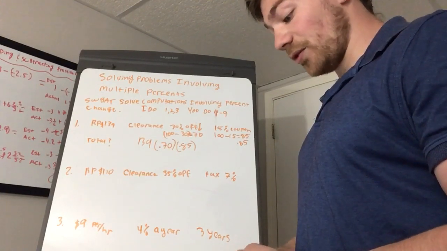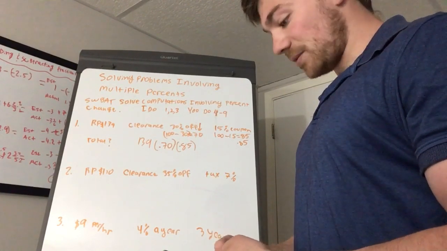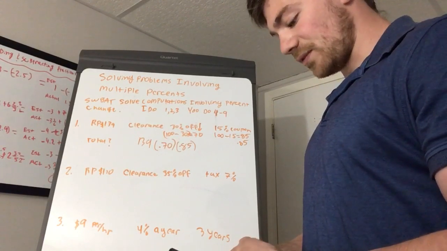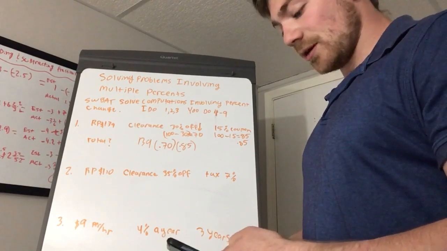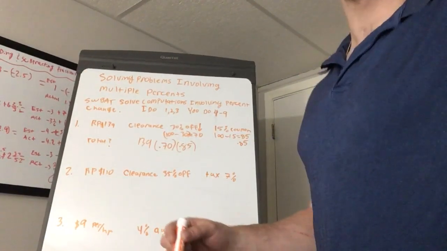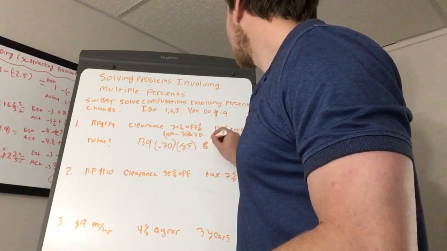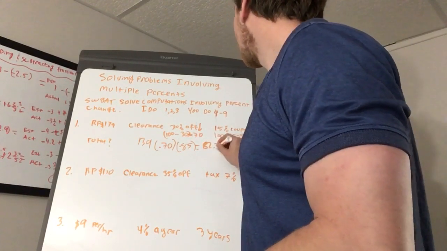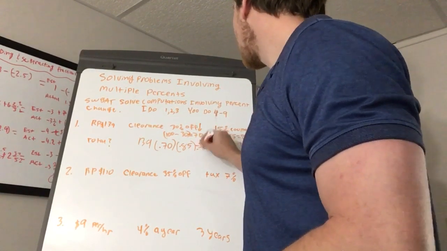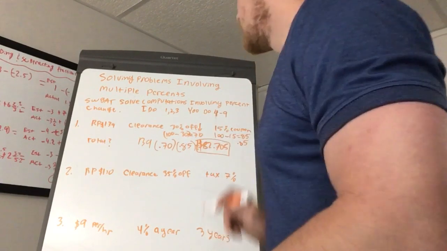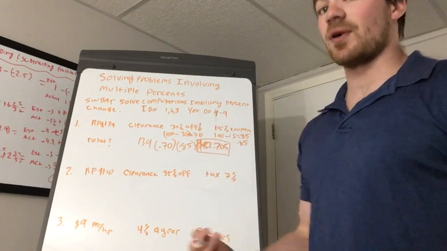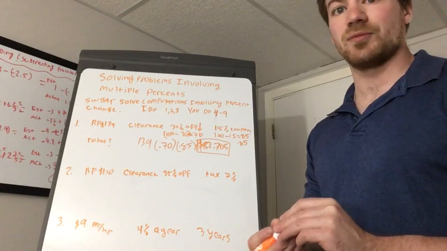So you have 139 times 0.70 times 0.85. You get 82.705. That's the answer. Same thing, same process, same thing we're going to do for number 2.